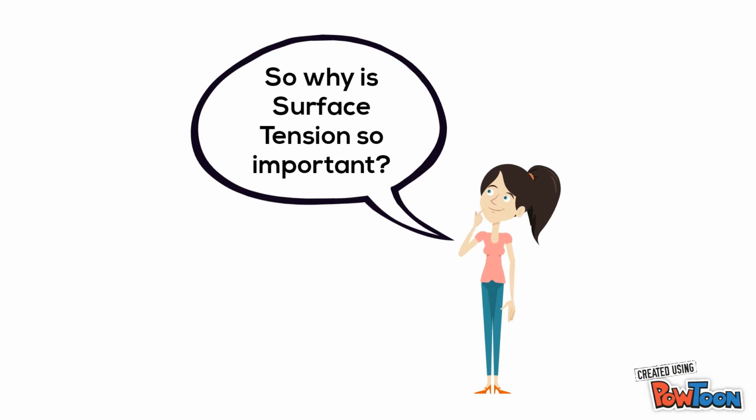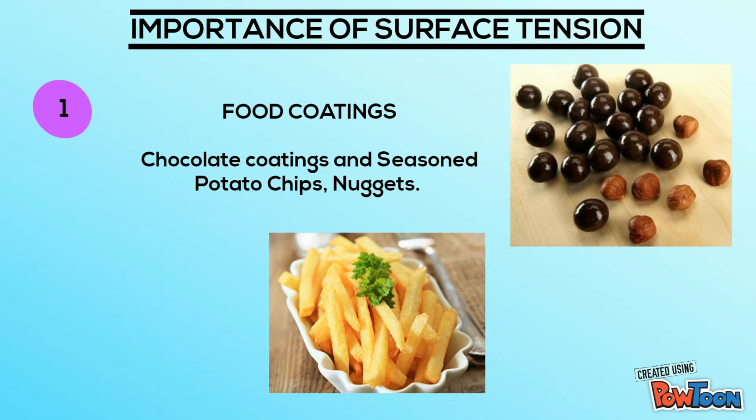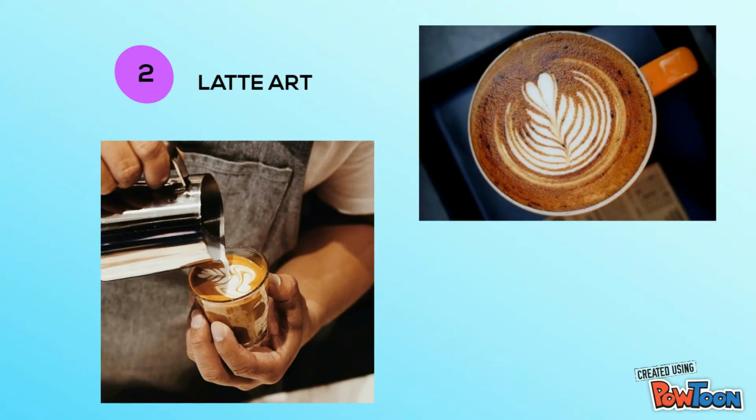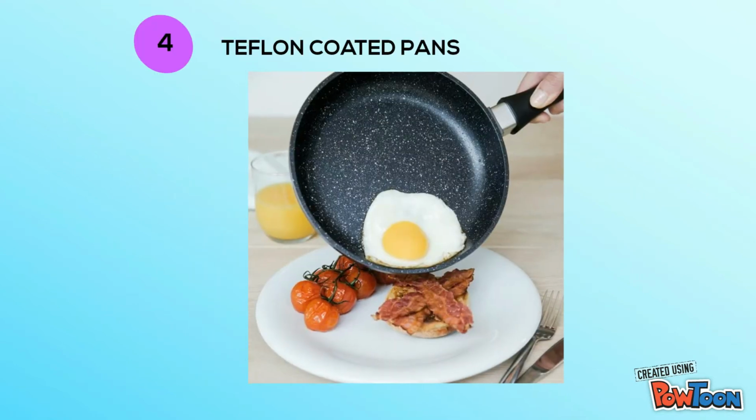So, why is surface tension so important in many industries, such as the food industry? Without surface tension, food coatings cannot work. Food coatings can be found in seasoned potato chips and nuggets. Second, latte art is also related to surface tension in forming different beautiful designs. Next, the formation of tears of wine is also due to surface tension. Lastly, the Teflon-coated pan is one of the applications of surface tension too.